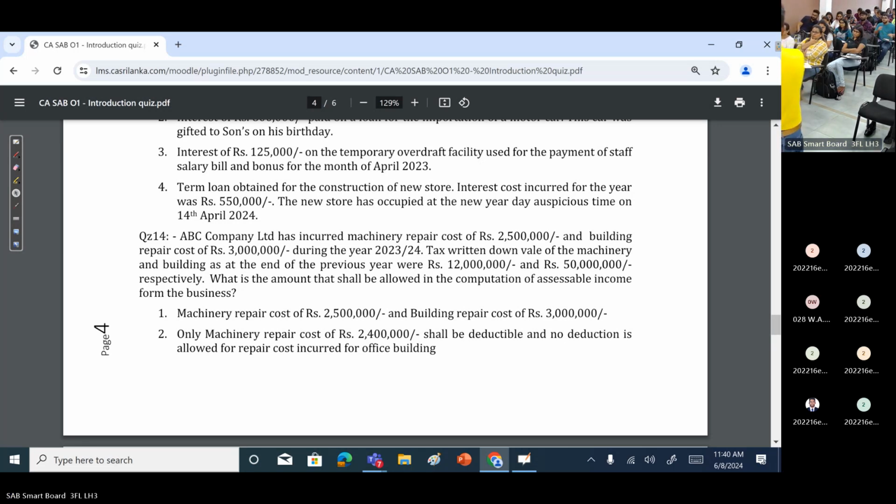How much? What's the answer? I don't have that answer. One says machine repair cost of 2.5 million and building repair cost of rupees 3 million. How do we need to work out that one? Previous year written down value based on the transfer method. How much? Machine written down is 12 million on that. Percentage. What percentage?